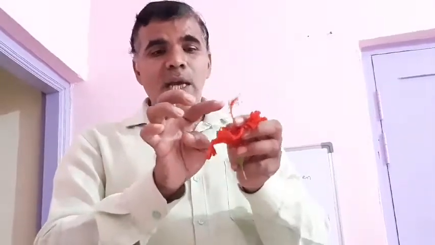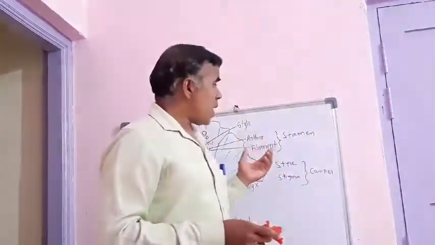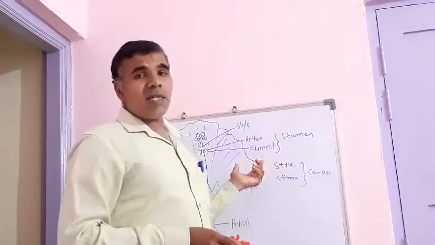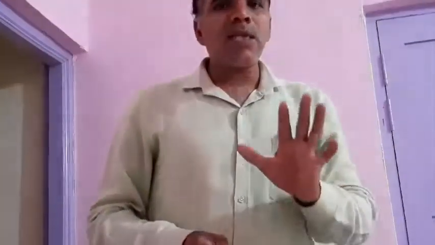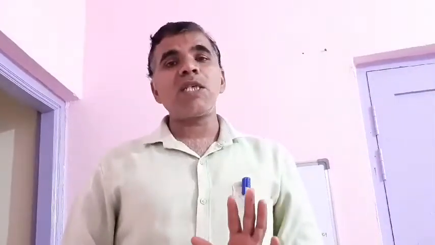One is the style, the elongated tube. And the sticky substance is known as a stigma. So style and stigma form a carpel. So these are the 4 parts of a hibiscus flower. We have to see in the diagram calyx, corolla, androecium and gynoecium. These are the 4 parts of a hibiscus flower.